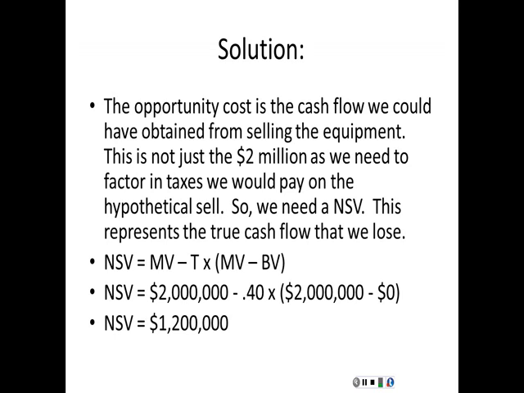Hit pause if you want to read through the explanation, but look at the calculations below. We use our net salvage value equation, where it's market value minus taxes, where the taxes are determined by the tax rate times the gain. If I sold this equipment, my gain would be $2 million minus 0, or $2 million. So my taxes would be 40% of that, or $800,000. The net salvage value then is $1.2 million. So if I decide to invest in this project, I'm giving up $1.2 million.